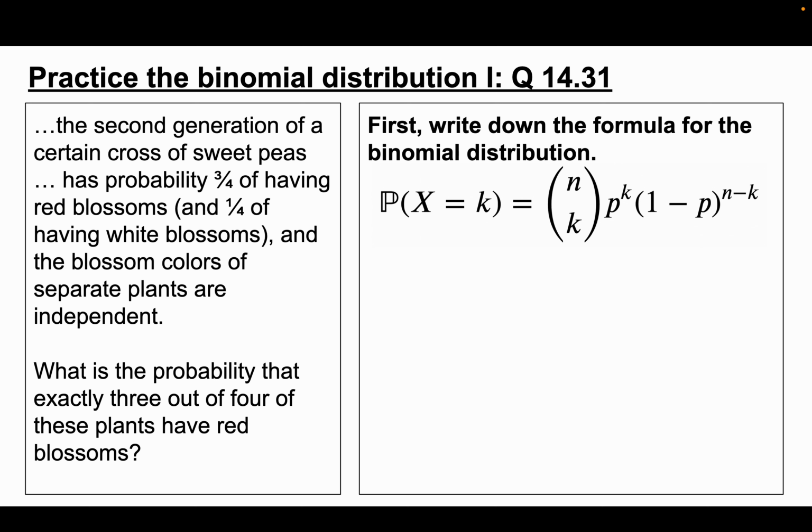And then what we want to do is just go ahead and plug and chug, but it's important to see where all of that comes from, right?